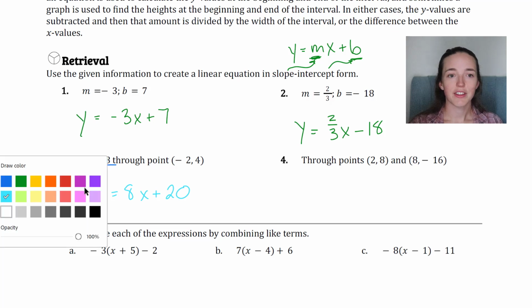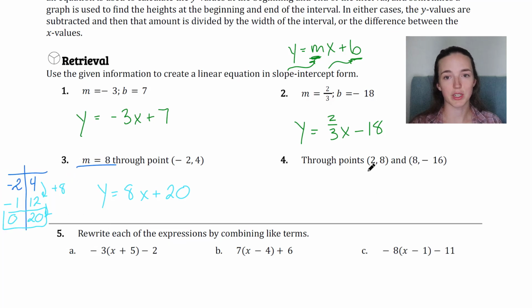So not bad. Now the next one is a tiny bit more work because we're given 2 points. They don't tell us what the slope is, so we have to find the slope. Kind of annoying, but it's going to be okay. It's not bad. Slope, remember, is rise over run. So to find the rise, I'm going to do 8 minus -16. So I'm taking y minus y, like this y minus this y. And then the run, I'm going to take this x minus this x, so 2 minus 8.